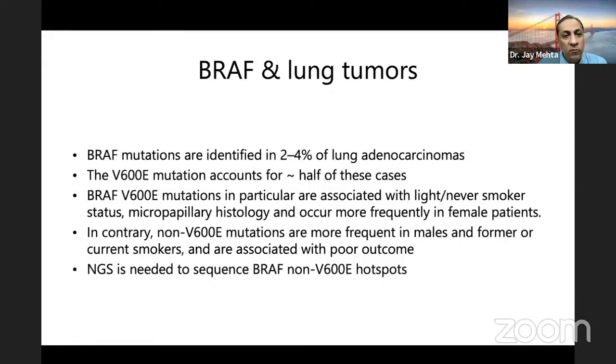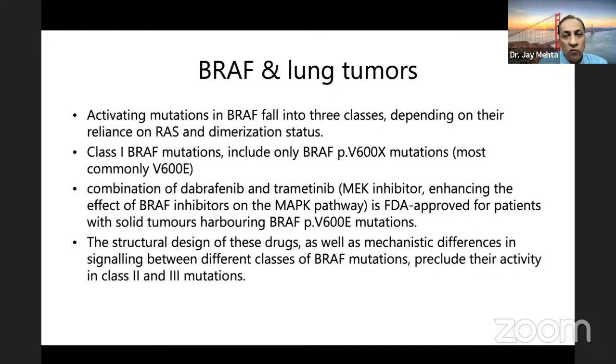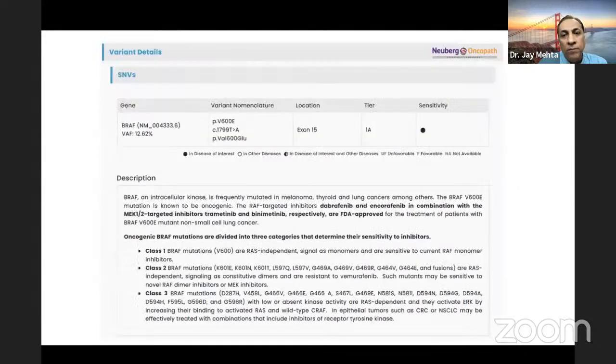Interestingly, the V600E mutations tend to happen in females who are non-smokers, versus the non-V600E, which happens in males who are actually current smokers. Now, it's also important to know which mutation in BRAF it is. If it is non-V600E, then the standard drugs that you use for these BRAF-mutated tumors, like dabrafenib and trametinib, do not actually work for variants or class 2 and class 3 BRAF mutations. So that's important for the medical oncologist to understand in the NGS report.